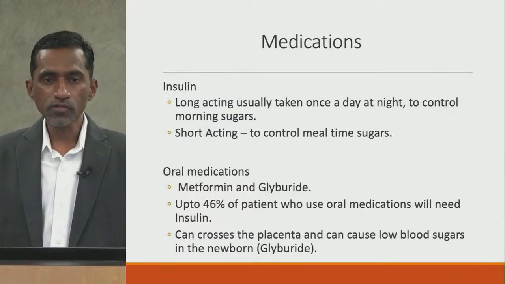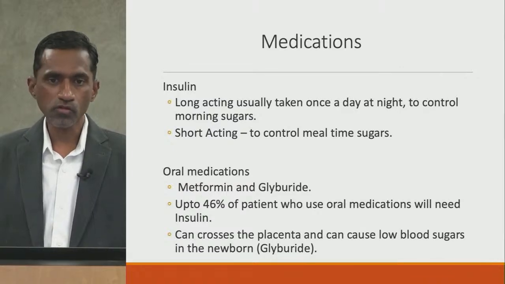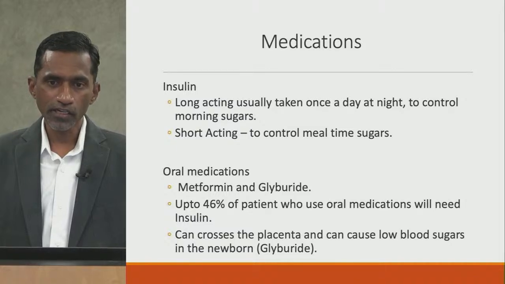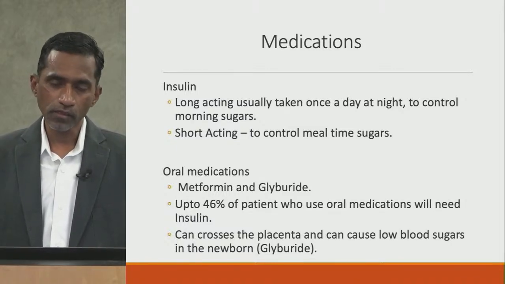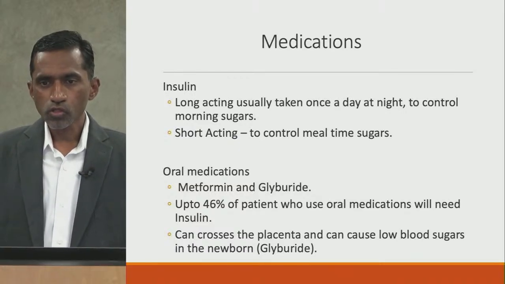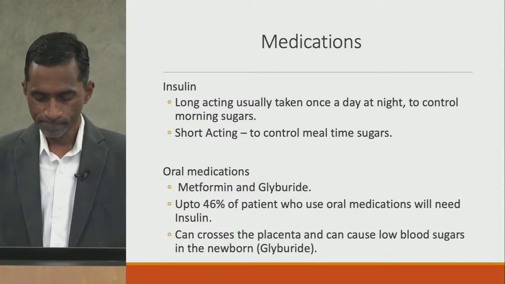Oral medications, you can use metformin and or glyburide. Up to 46% of the patients who use oral medications need insulin. So even if the patients are started on oral medications, you definitely have to educate them that they more than likely will need insulin, especially if they develop gestational diabetes in the early part of the pregnancy. It can definitely cross the placenta and also cause low blood sugars in the newborn in the case of glyburide.